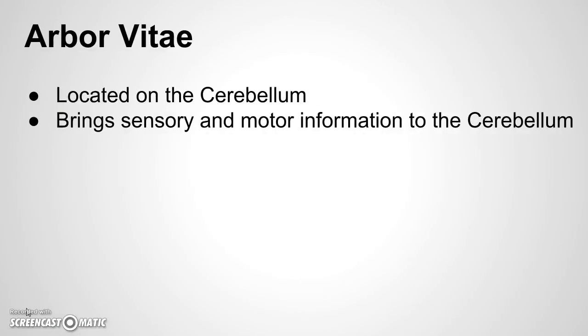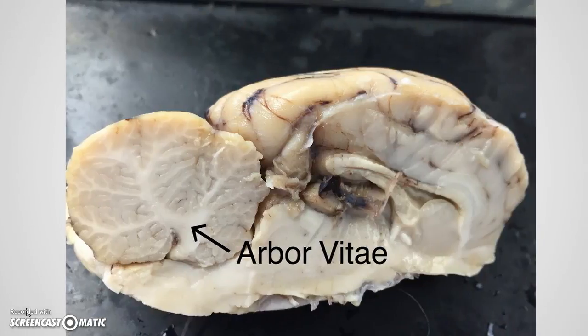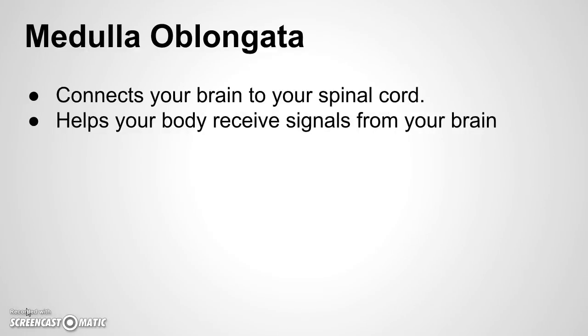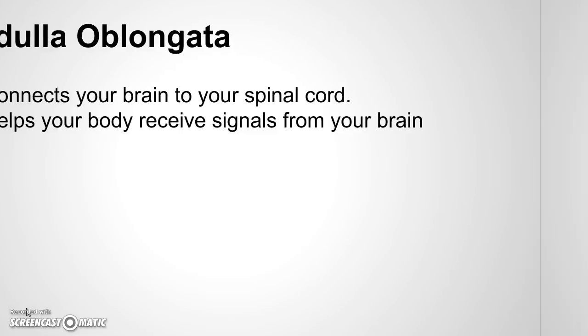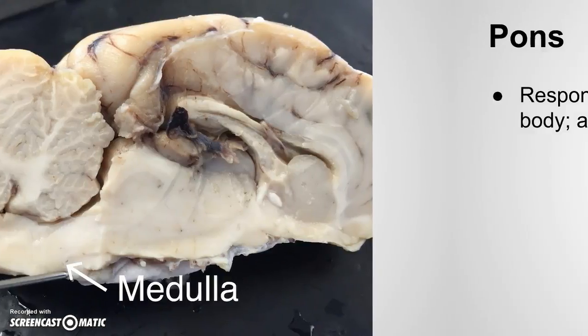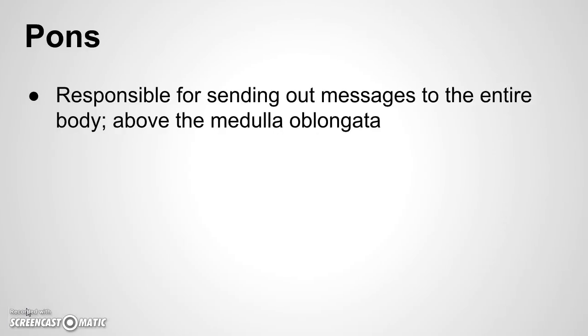We also have the arbor vitae, and that is located in the cerebellum, and it brings sensory and motor information to the cerebellum. The medulla oblongata connects your brain to the spinal cord, and it helps you receive signals from your brain. And the pons is responsible for sending out messages to the entire body, and it's right above the medulla oblongata.